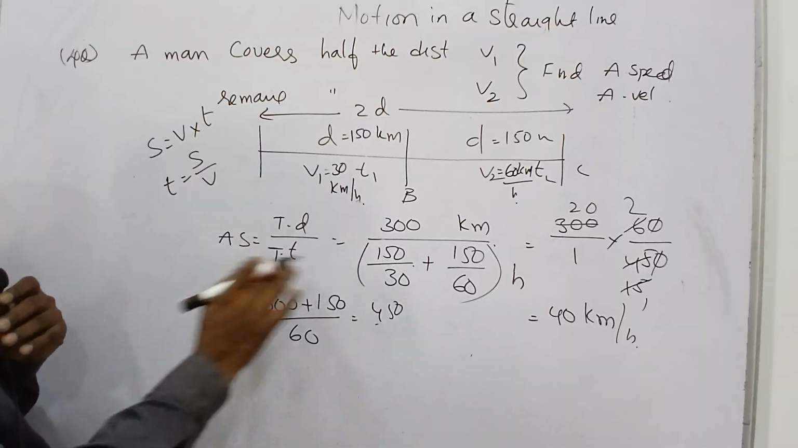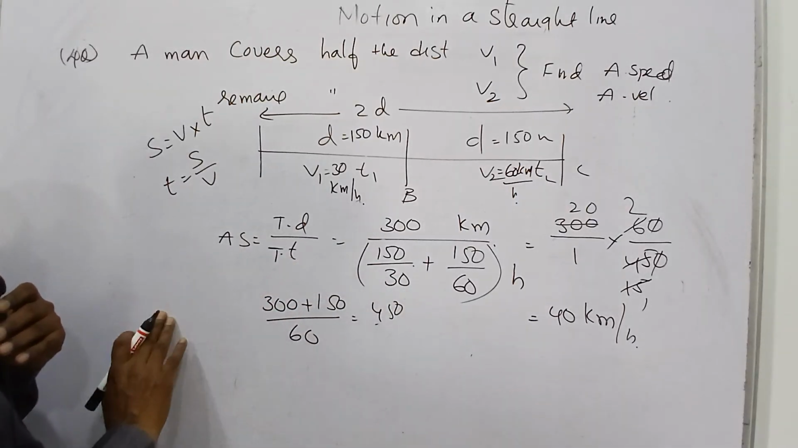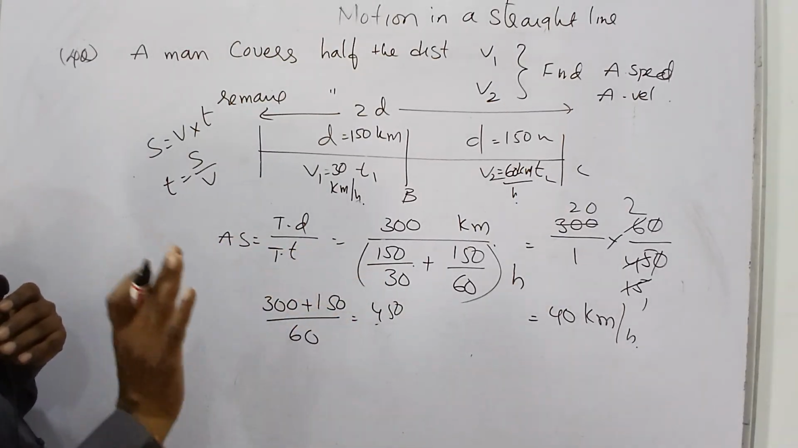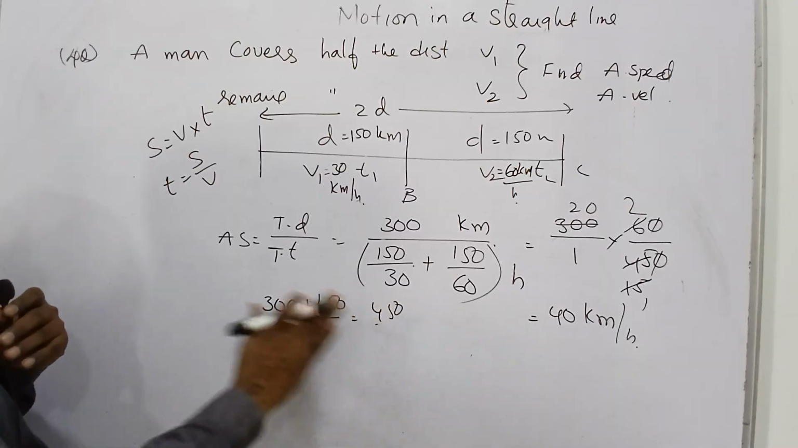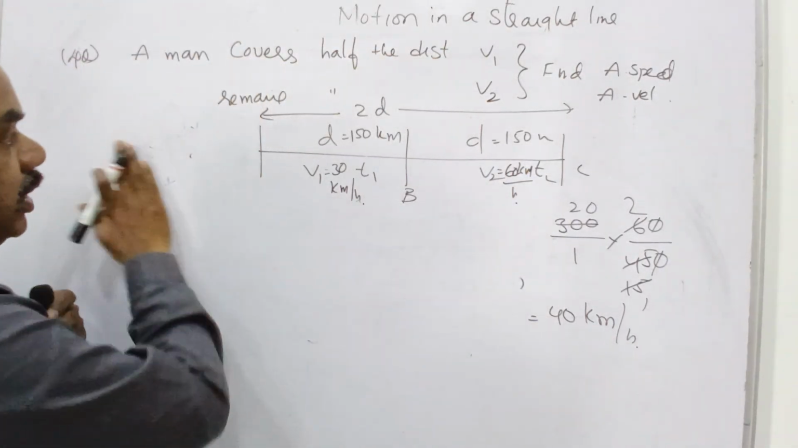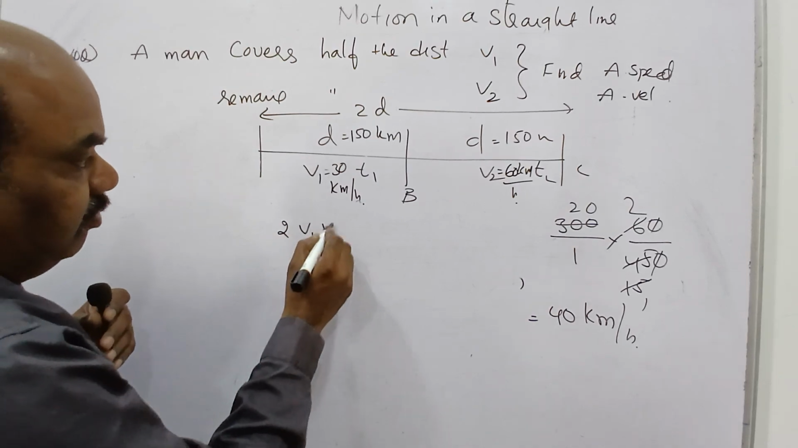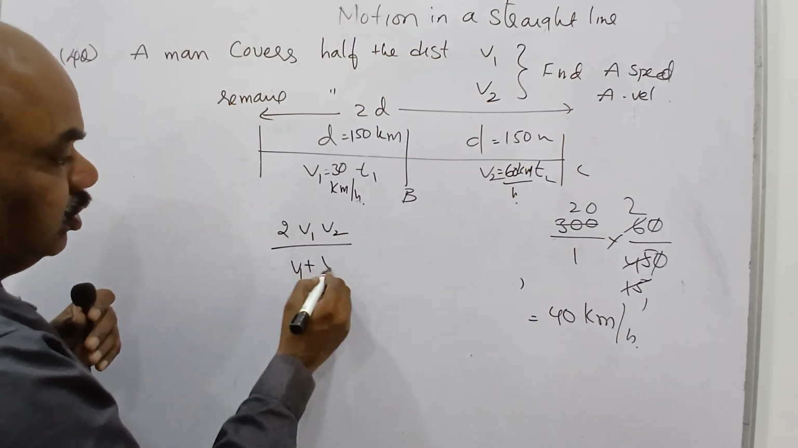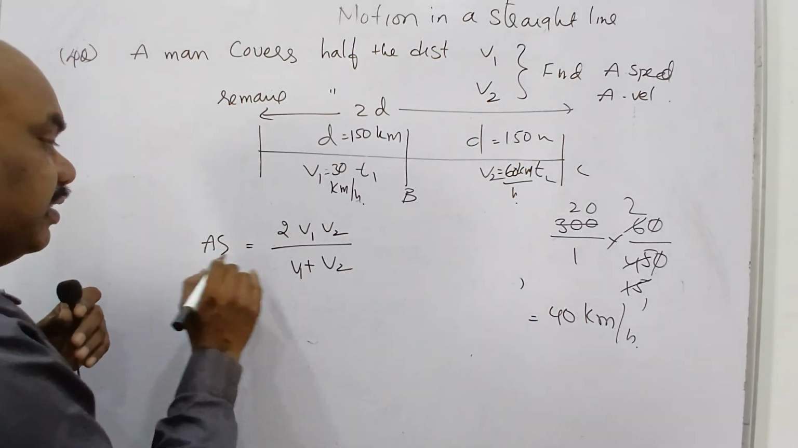This means average speed is 40 km per hour. Directly you can do 2v1v2 by v1 plus v2. This is the general method. Otherwise directly you can use it, and you will get 40 km per hour only. If you substitute here also, you will get the average speed, same formula.